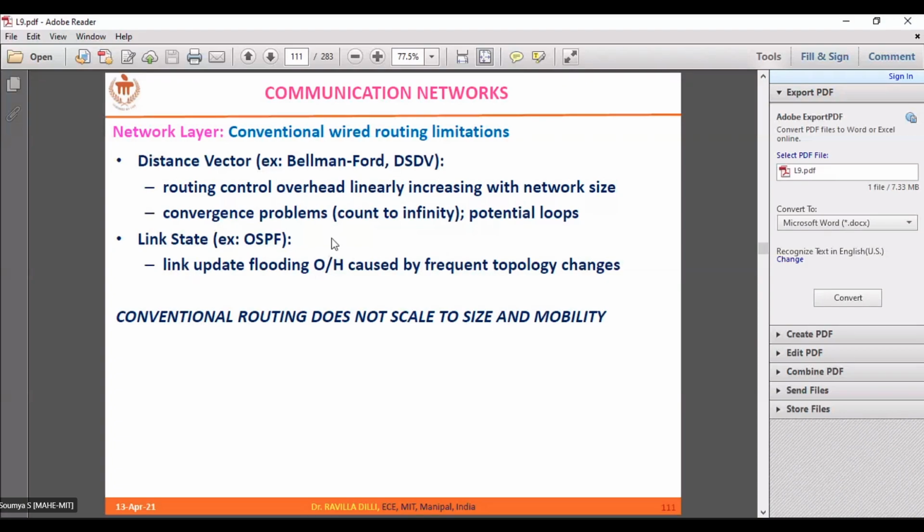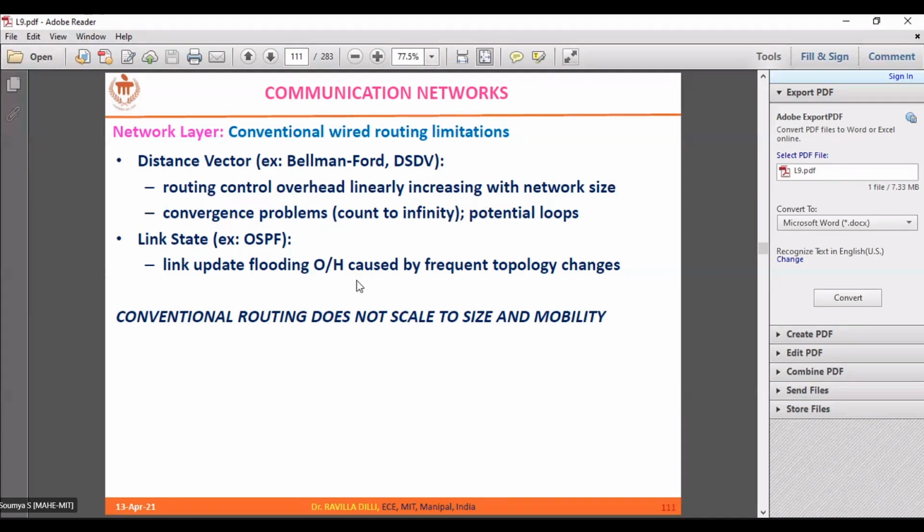And then convergence problems. What is the convergence problem? Again, count to infinity, because again we are making use of the Bellman-Ford algorithm. So if there is a link failure, the network might end up in an infinite loop, and this is what is given here as potential loops. There is a very high chance that the routing tables might end up in a loop.